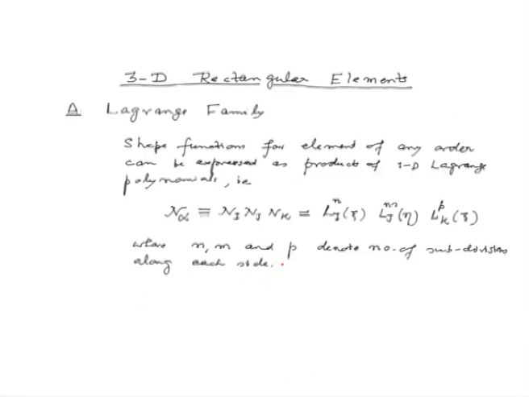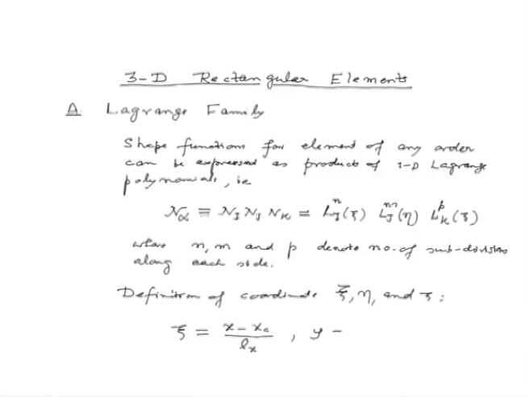And the definitions of natural coordinates xi, eta and zeta are very similar to what we did for the two dimensional case, that is our xi is defined as x minus xc divided by L_x, and similarly for the others, such as y minus yc divided by L_y.